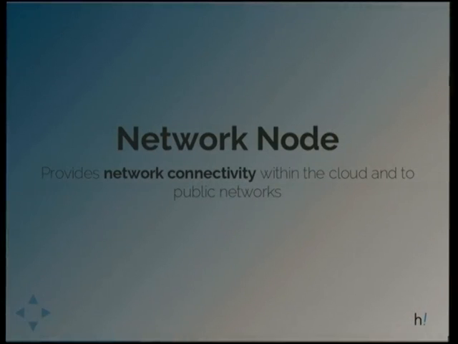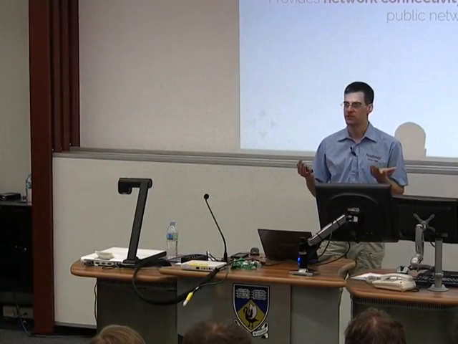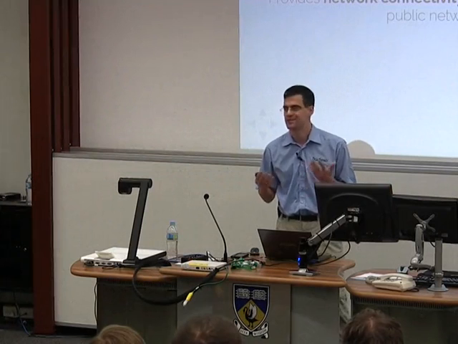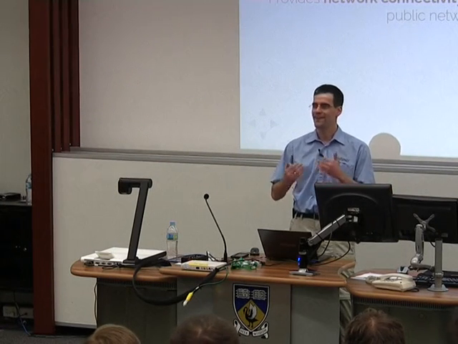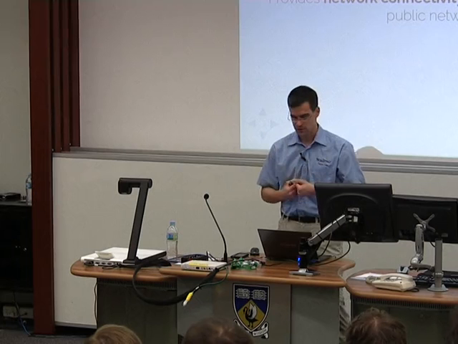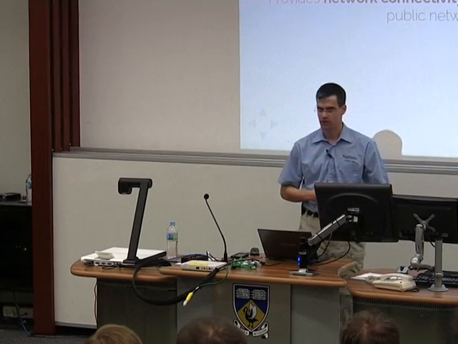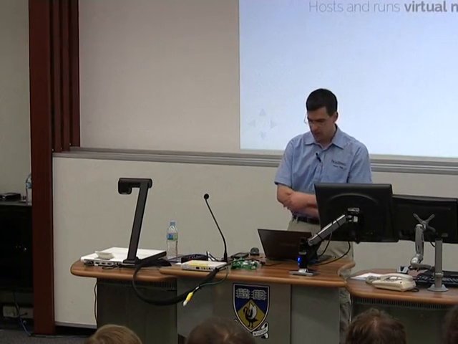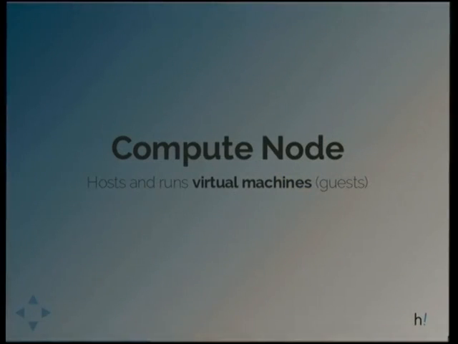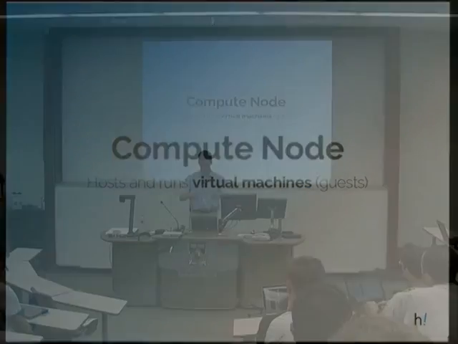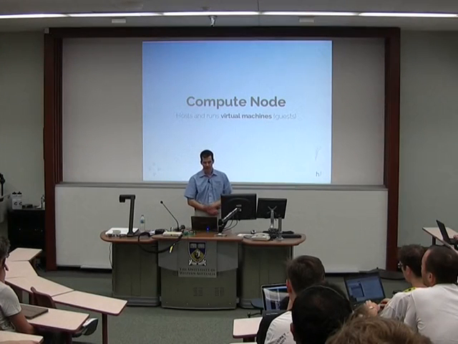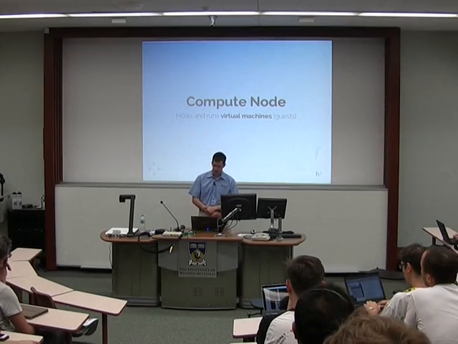Well, it manages network connectivity within the cloud and also provides network connectivity to public networks. Normally, you would want to have your virtualization workloads, your virtual machines, accessible through the public network, or you will want them to access the public internet in some shape or form, and it is your network node that does that for you. And then, of course, we have compute nodes, typically not one, but several of them, that actually host and run virtual machines. They interact with hypervisor services on specific nodes, and they actually run your VMs.